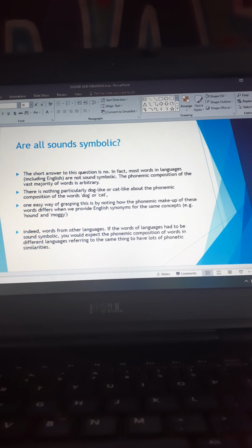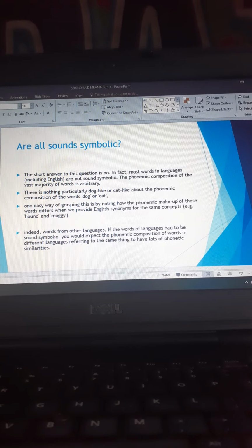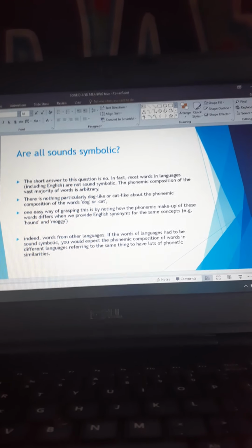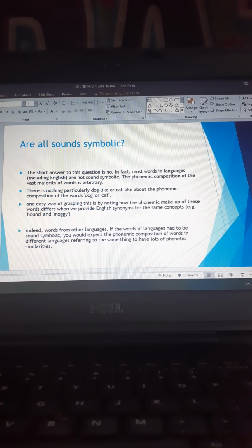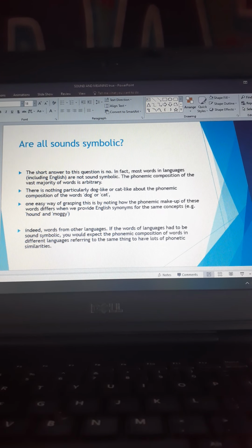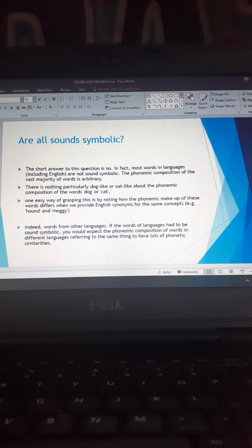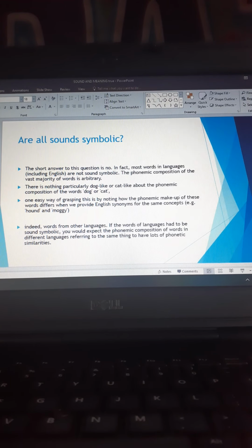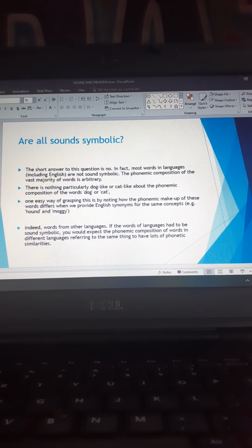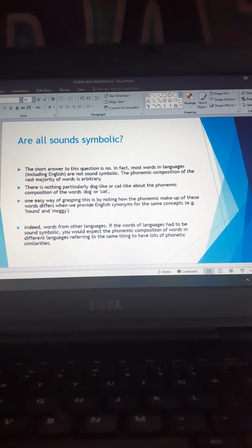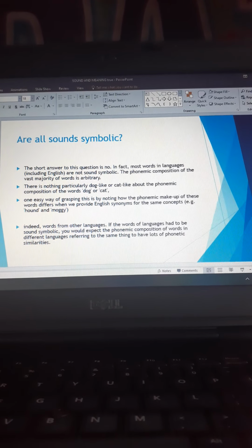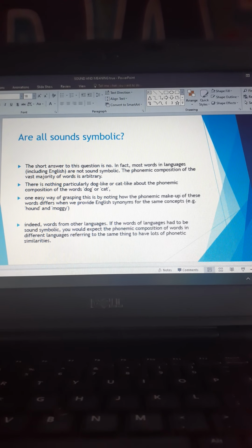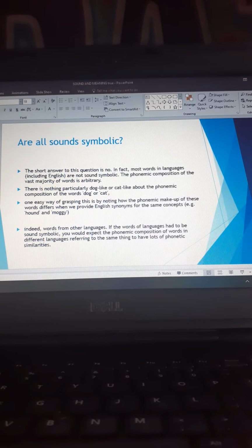Are all sounds symbolic? So here's a question. The short answer to this question is no. In fact, most words in language, including English, are not sound symbolic. The phonemic composition of the vast majority of words is arbitrary. There is nothing particularly dog-like or cat-like about the phonemic composition of words like dog or cat.